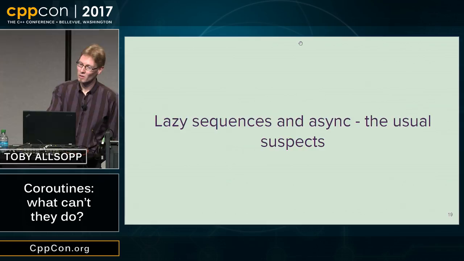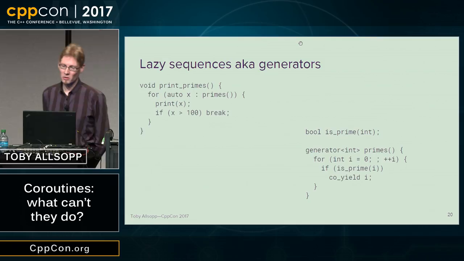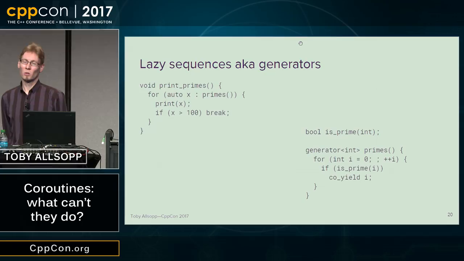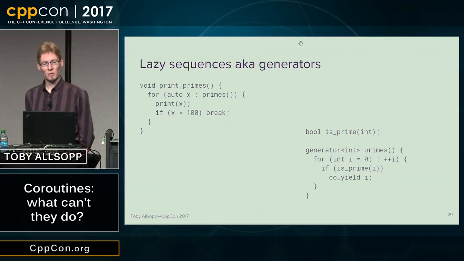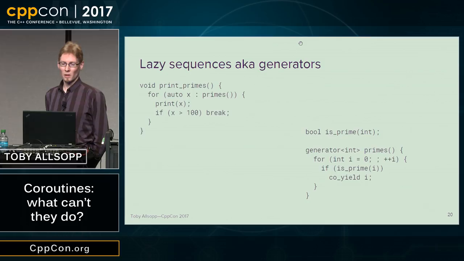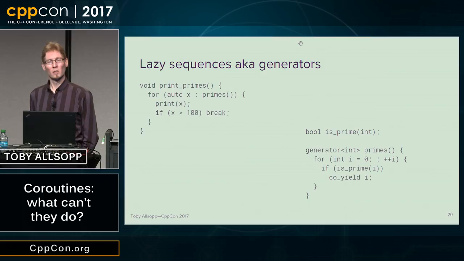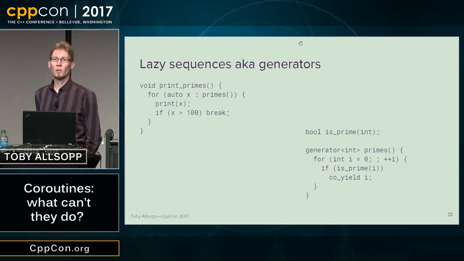So lazy sequences or generators, the coroutine is on the right here. So we've got something that returns a generator of int, which just gives you a more or less infinite list of prime numbers. And the caller's on the left there, it just looks like a normal loop, and it is a normal loop. The nice thing there is that the coroutine doesn't need to care about the termination condition. That's taken care of in the caller. So the caller just stops calling it when it's had enough, and the coroutine won't deliver any more values if it's not asked for them.